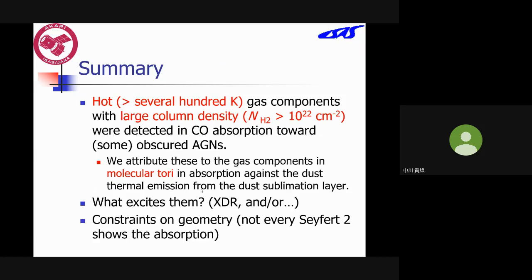So we believe that we have detected the hot, several hundred Kelvin gas component with a large column density, larger than 10^22. And actually the absorption observation is really complementary with the emission observations. We believe that we have a hint of the structure inside of the molecular torus from this combination of the emission and absorption observations. And we would like to solve why we can observe this only toward some limited Seyfert 2 type galaxies and not every one of them. So thank you very much.